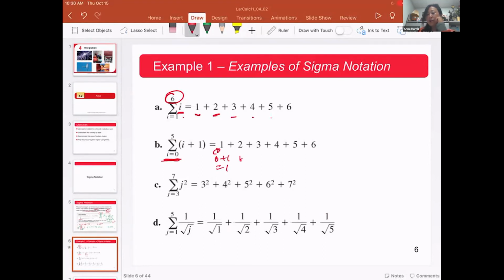Next one, 1 plus 1 gives me 2. That's what you have here. This means 3 plus 1, which gives you 4. This means 2 plus 1, which gives you 3. I will stop at 5, and 5 plus 1 gives you 6.